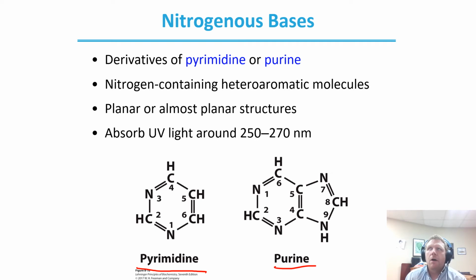Now, all nitrogenous bases are simply derivatives of those. And these are heterocyclic nitrogen-containing molecules. They are planar or almost planar structures, and what's particularly important is that they absorb UV light, ultraviolet light, within the range of 250 to 270 nanometers. Generally, people will say they absorb light at 260 nanometers. So that's a good way that you can use the Lambert-Beer law to determine the concentration of a nucleic acid or of nitrogenous bases within a solution, because they absorb light at 260 nanometers.